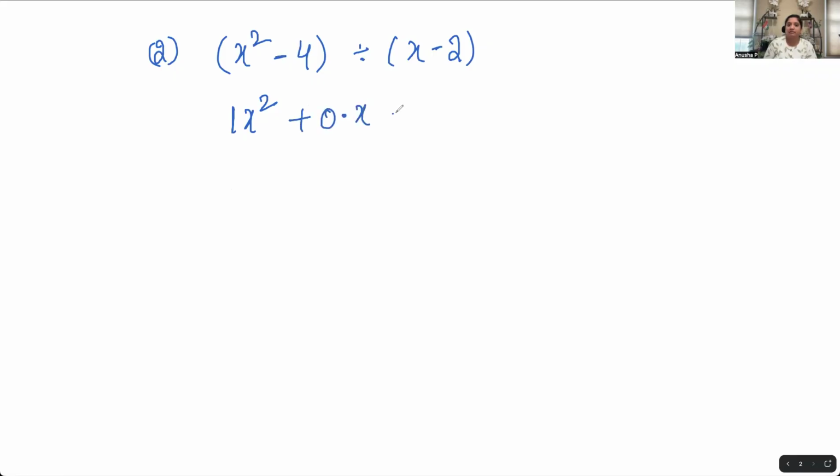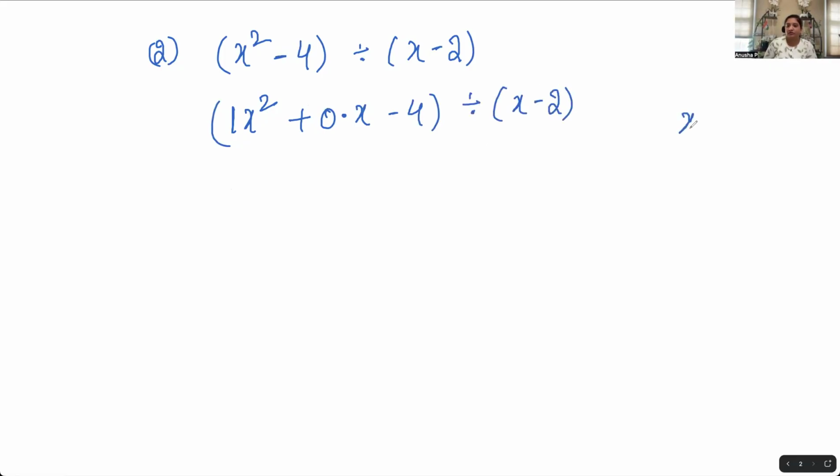Now coming to the second example, x square minus 4 divided by x minus 2. We can write 1x square. And in this also we have to check whether all the degrees are present or not. Okay, we have x to the power of 2, but we don't have x. So we'll write plus 0 times x minus 4 and then we'll divide it by x minus 2.